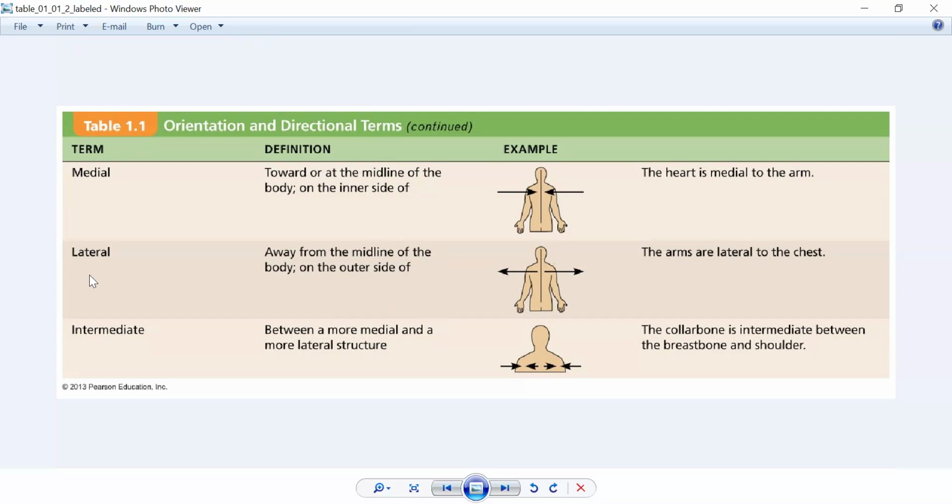Now, let's say you have a point on the body. It's not too far down the midline. It's not so far to the side. It's somewhere in between. Then that would be called intermediate. So an example, your clavicle, which is your collarbone, but the correct term is clavicle. We would say it'd be intermediate in location to where it can be found on the body.